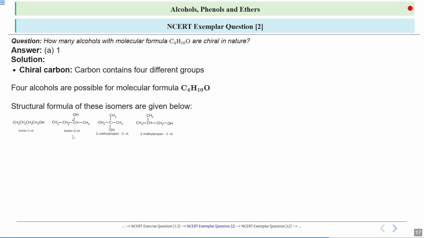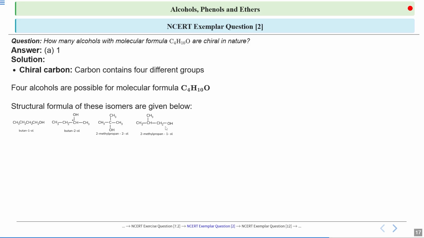First of all is butane 1-ol. You take a straight chain of 4 carbons and attach the hydroxyl group at the very first carbon. You get butane 1-ol having molecular formula C4H10O. Then you can also draw butane 2-ol. You just change the position of the hydroxyl group to the second carbon and get butane 2-ol. Then 2-methyl propane 2-ol. This is also an isomer of molecular formula C4H10O, where at the second carbon we have the hydroxyl group and the methyl group both attached.